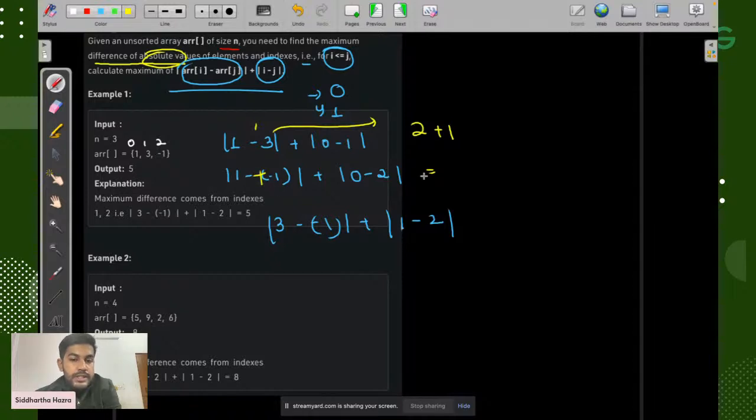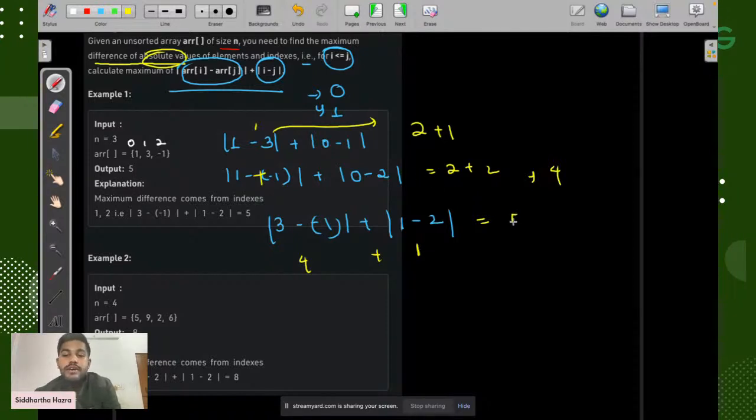Okay, so 1 plus 1 would be 2, plus 2, that is 4. Then the next value would be 1 plus 3, because negative negative is positive, so 3 plus 1, 4 plus 1. Why? Because 1 minus 2 is equal to minus 1, and the absolute value would be 1.